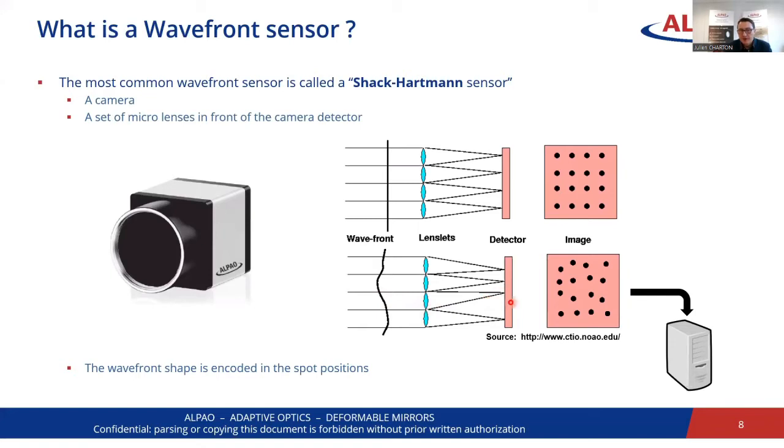the spot will move, and you will process this image using a computer, of course, and track the little spots. The key is to measure the distance of each spot compared to its unperturbed position. Then you will control the deformable mirror to put each spot back at its original position. So this is for the wavefront sensing.